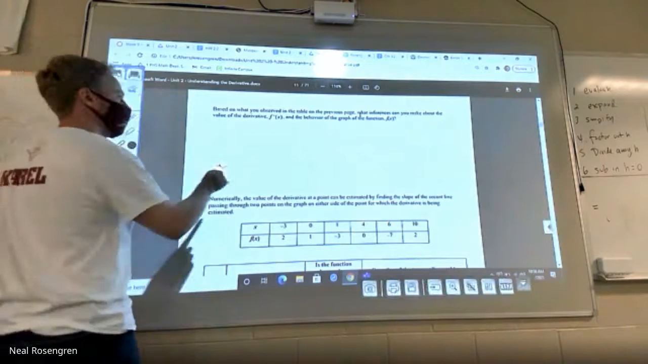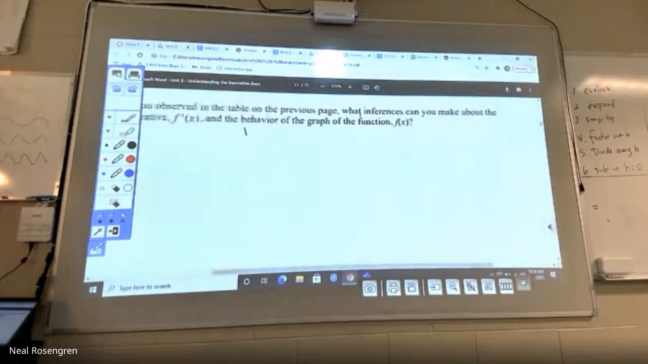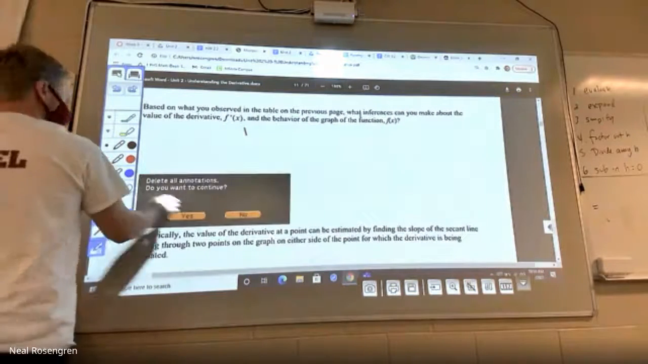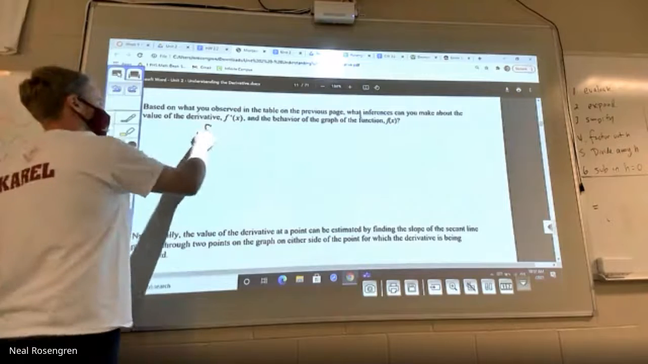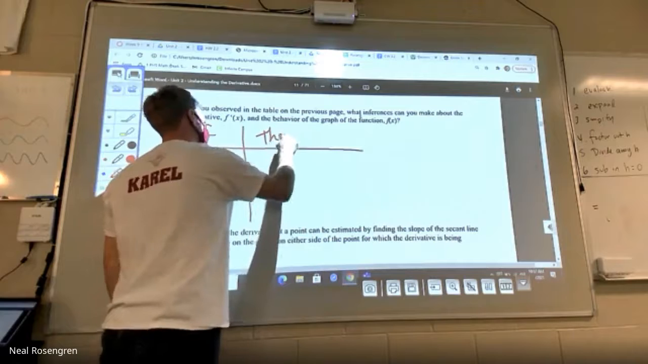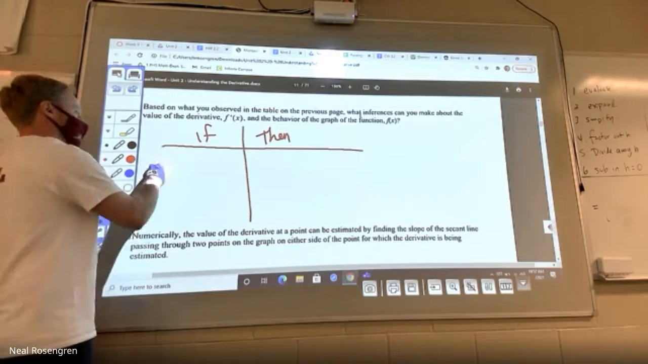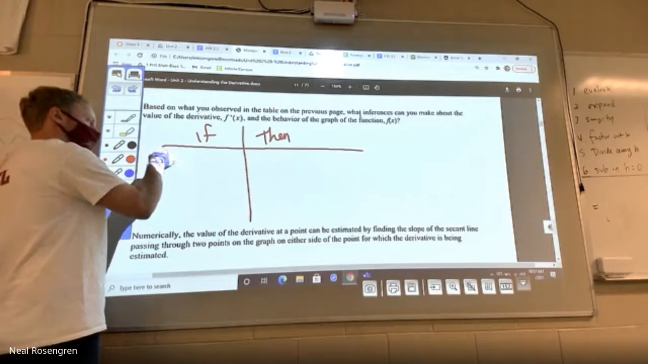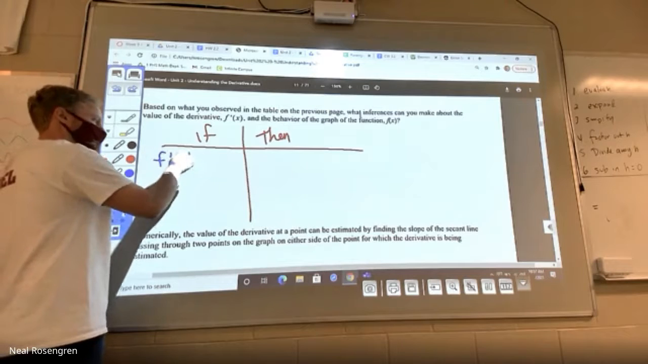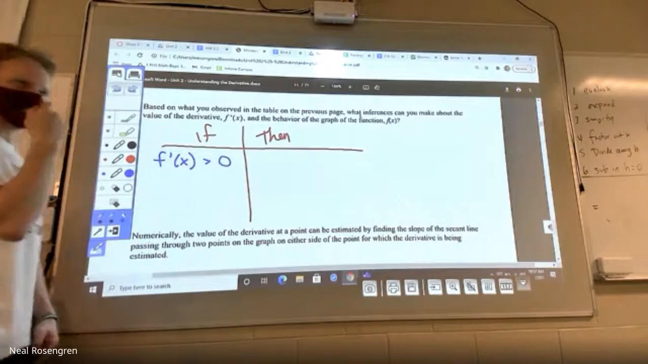And so I think a great way to organize this would be to say, let me load up a little bit so I can write bigger. Would be to say something like, okay, if this is true, then I know something about this. And if that's true, then I know something about that. Like if I know for sure that f prime of x is positive, so I'm just going to say greater than 0.